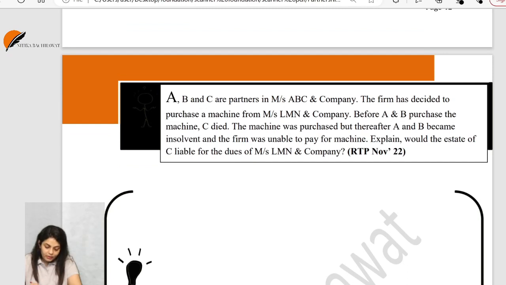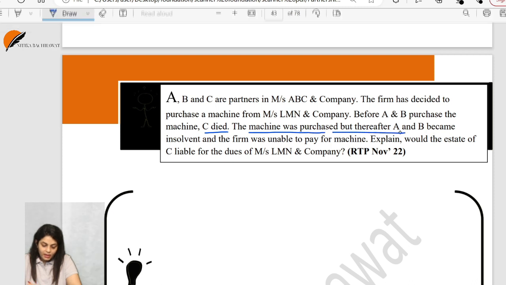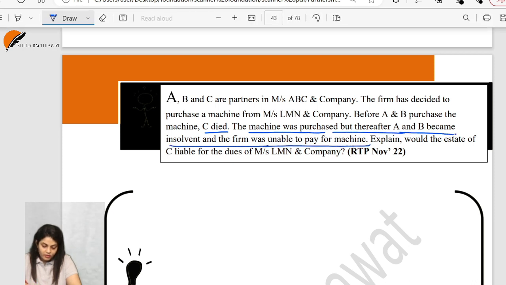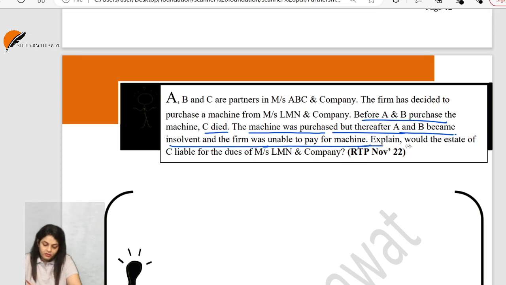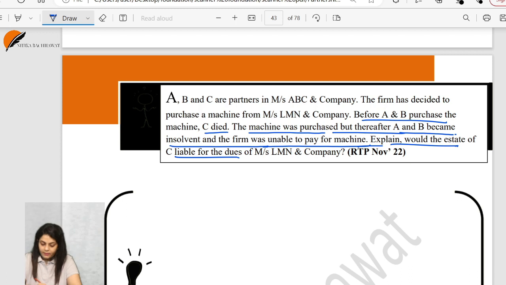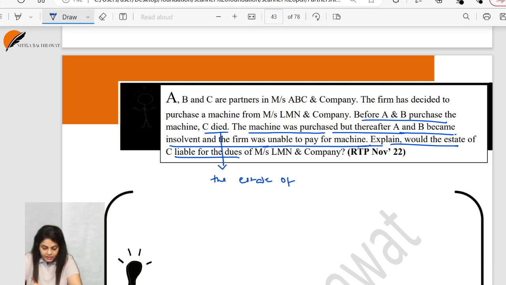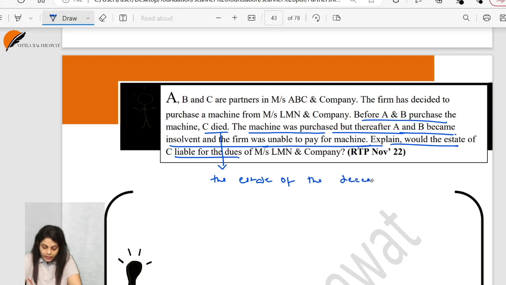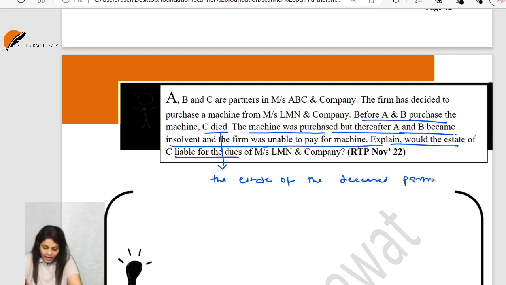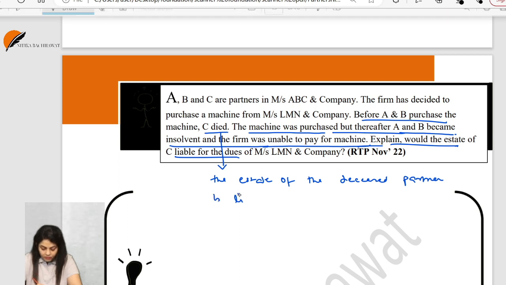A, B, and C are partners in Messrs. ABC and Company. The firm has decided to purchase a machine from Messrs. LMN and Company. Before A and B purchased the machine, C died. The machine was purchased, but thereafter A and B became insolvent and the firm was unable to pay for the machine. Is C's estate liable? No. The estate of the deceased partner is liable for the acts of the firm before his death.